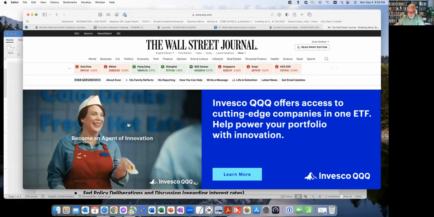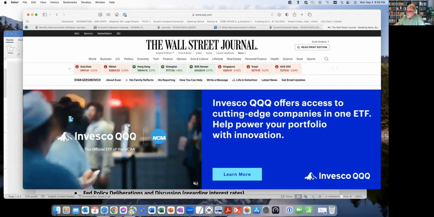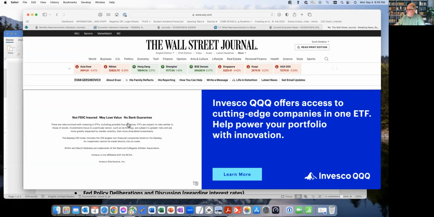A&T pays for subscriptions for faculty, students, and staff, so there's no cost to you. It's important that you're keeping up with this each day, because this is what you're going to use for your journal reports.